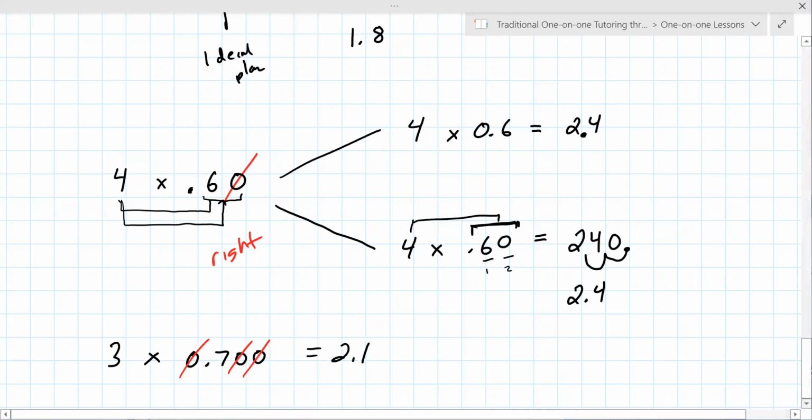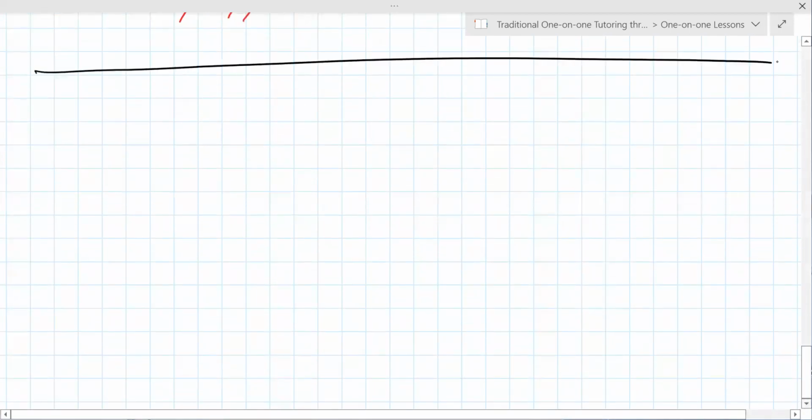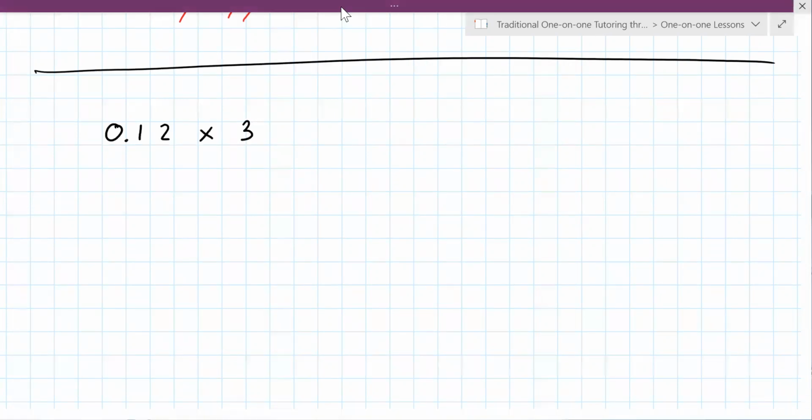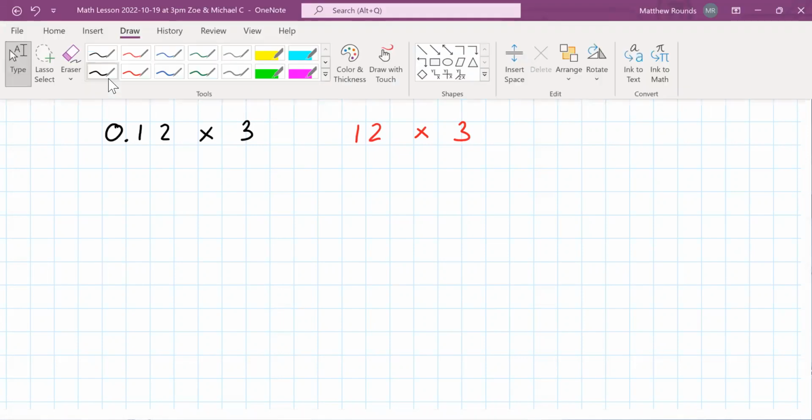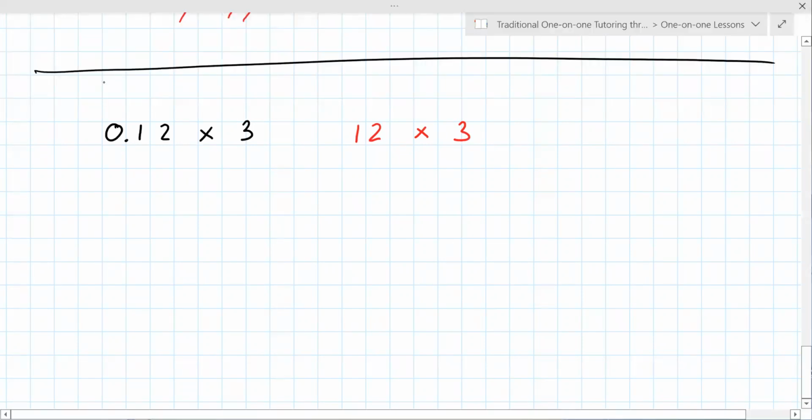All right, very good. Okay, so we're gonna move on now to a related problem. 0.12 times 3. Here's what you want to visualize when you're doing this. You want to visualize this as 12 times 3. Can you look that up on your multiplication table, or can you just tell me the answer if you know it? 36. It's 36. So 12 times 3 is 36. So 0.12 times 3 is 36 with the decimal right here to the right of it, okay?